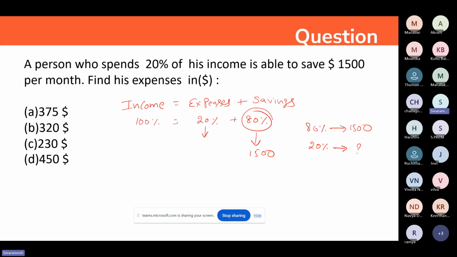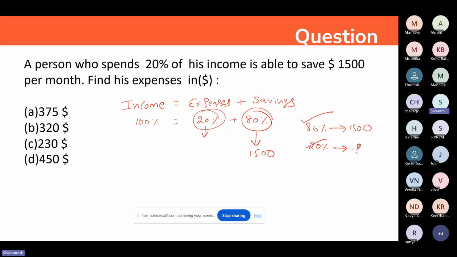Sometimes they may ask, find his income. When they ask you to find income, you have to calculate how much 100% is. That's it. If they ask income, you need to find 100%. If they ask expenses, here the expenses are only 20%. So 80% value is 1,500. How much is the 20% value? That's your final answer.